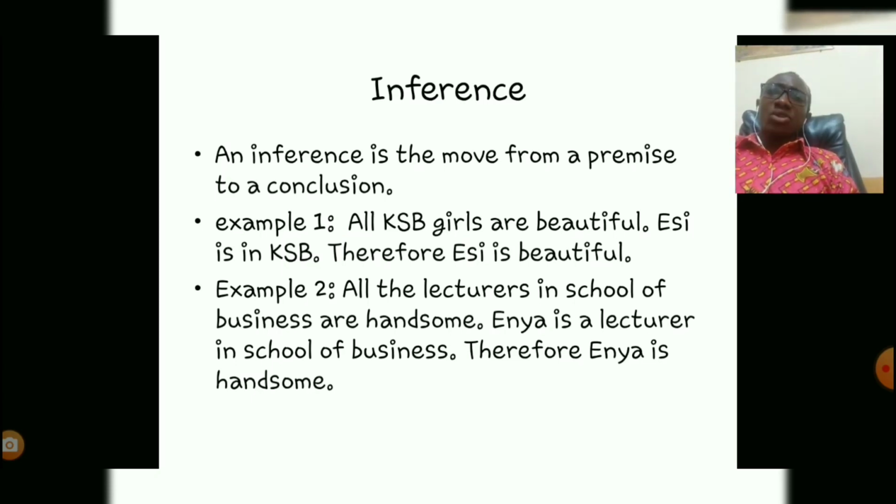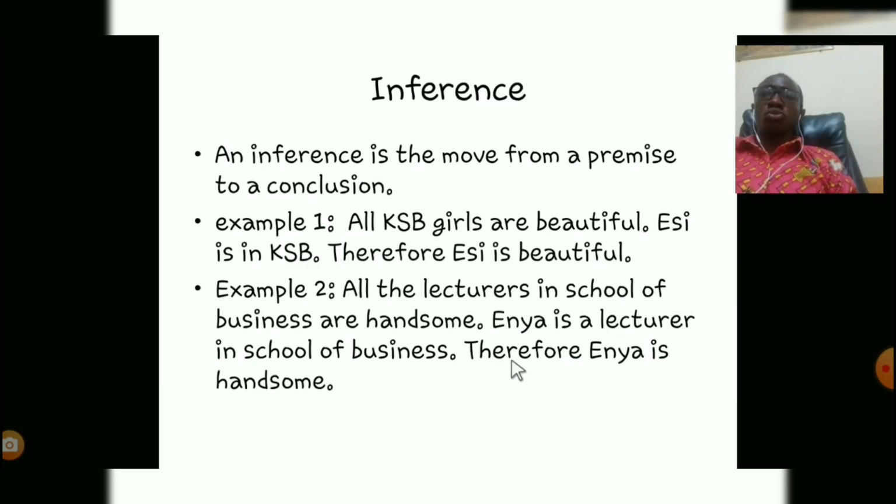Now, we say that all the girls in KSB are beautiful. All of them are beautiful. And AC is in KSB. So what can we therefore conclude? AC is what? Beautiful. We are making an inference from the premise. So we always move from the premise. That's why an argument should always have a premise, because the premise will give support to the conclusion.